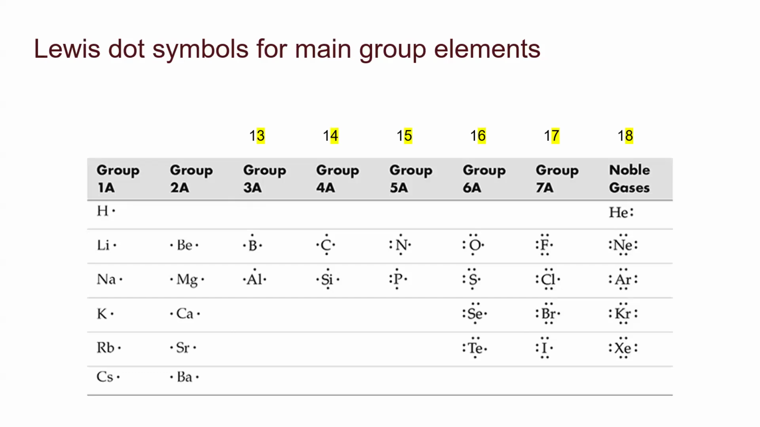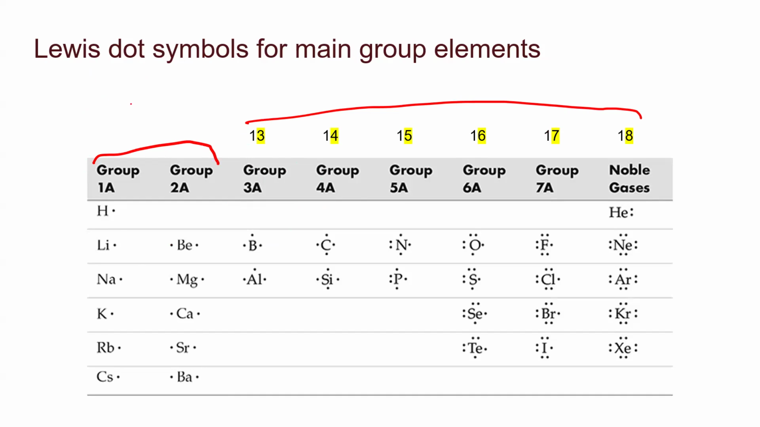Now, just as a little bit of a reminder, for our main group elements, we have groups 1 and 2, that they have 1 and 2 valence electrons respectively. 3 through 8 have, well, as few as 3 valence electrons and as many as 8 valence electrons.